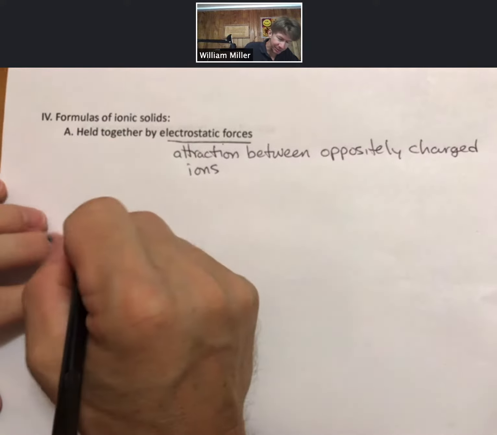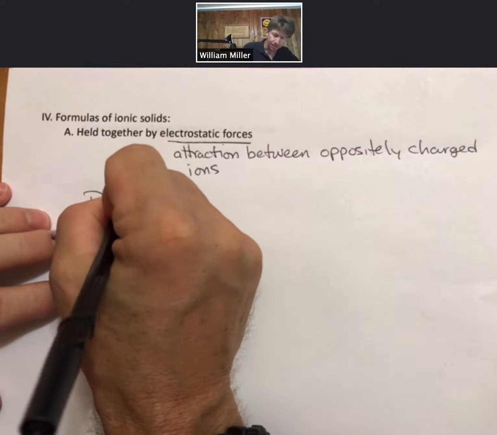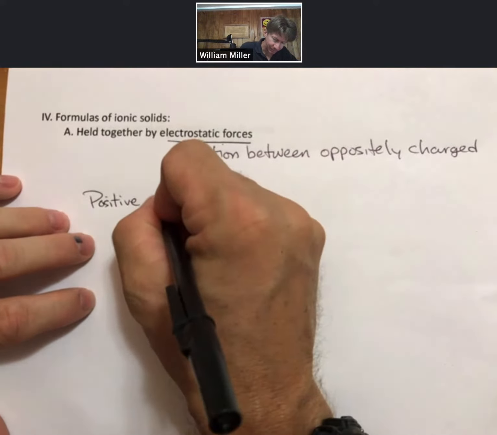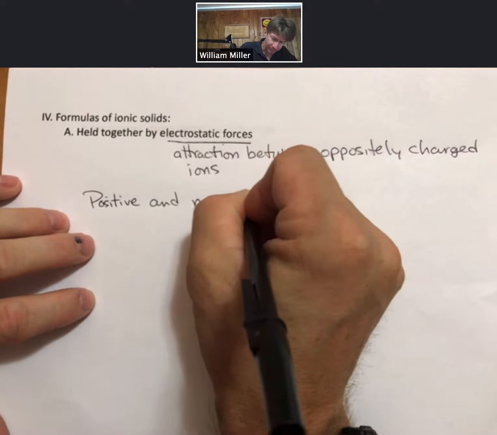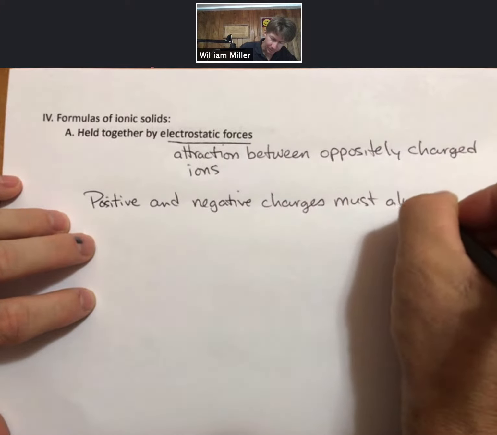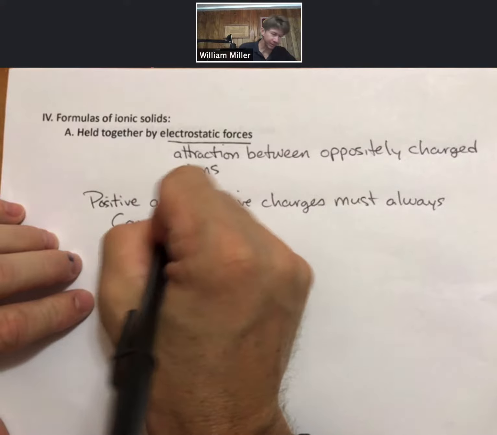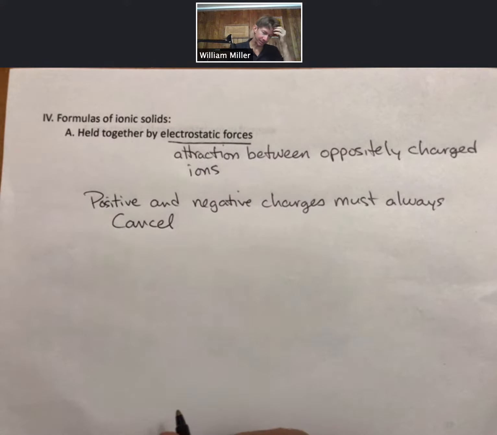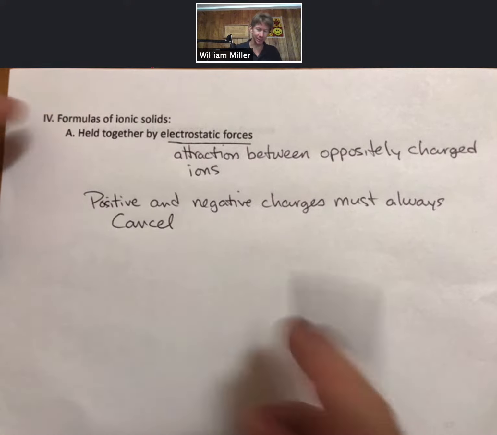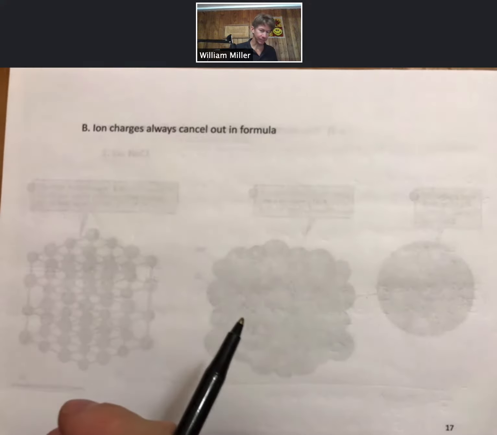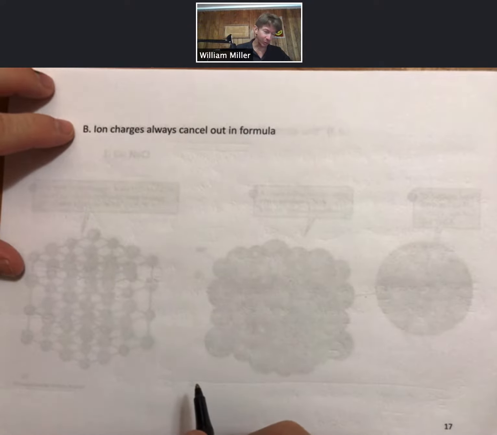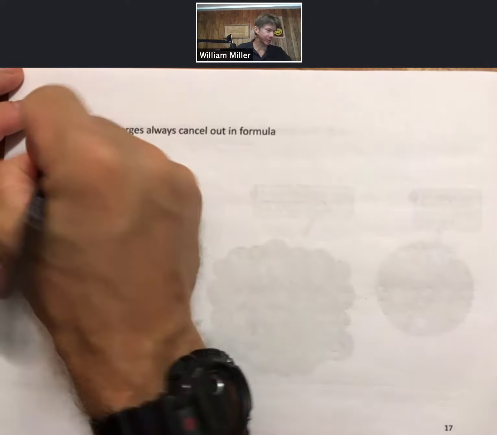So the positive and negative charges must always cancel. And that's one of the things that leads us to the formulas of ionic solids that we'll see on the next page. So they must always cancel out in the formula. And I'm going to start over here with some examples.